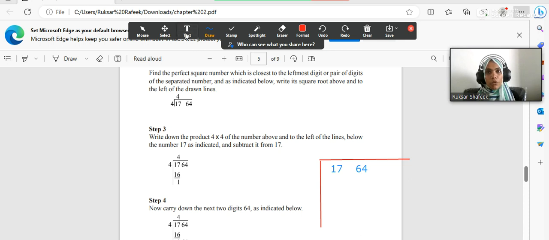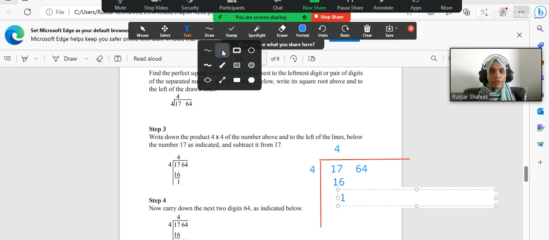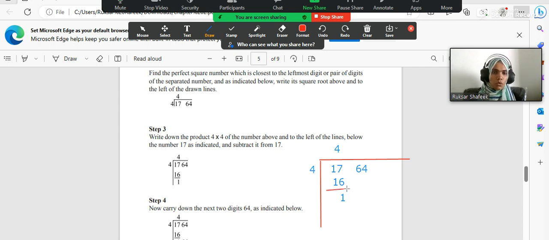So what I'm going to do here is write 4 here and 4 above, and write the 16 here to show that I am doing a subtraction there. So 17 minus 16 would give me the answer 1, right? So I've done the subtraction like how you would do the normal division. You get the multiplication, you multiply them and then get the value, subtract it, and write the remainder. So that's exactly what we've done.